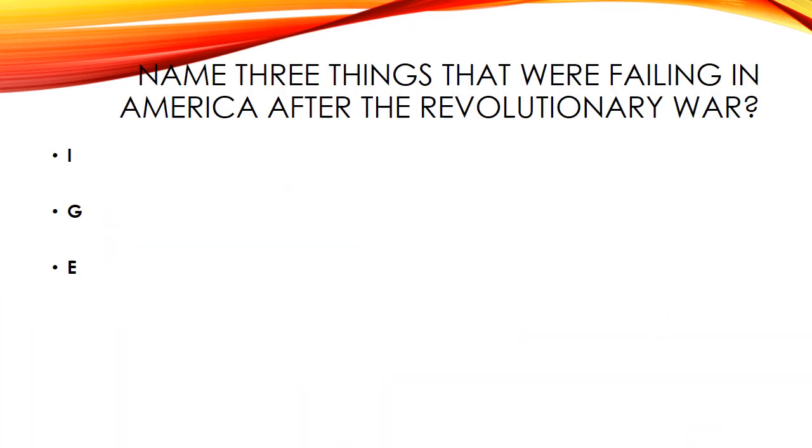All right, so real quick, I would like you to jot down, this is your guess. Name three things that were failing in America after the Revolutionary War. One begins with an I, one begins with a G, and one begins with an E. So jot down your own thoughts, and then we'll tell you the true answers on the next slide. All right, so pause the video right now, if you would. Guess and then fill in the right answers in a little bit.